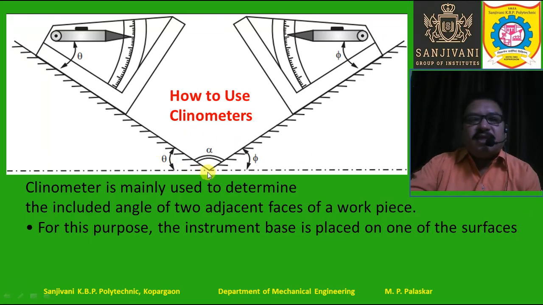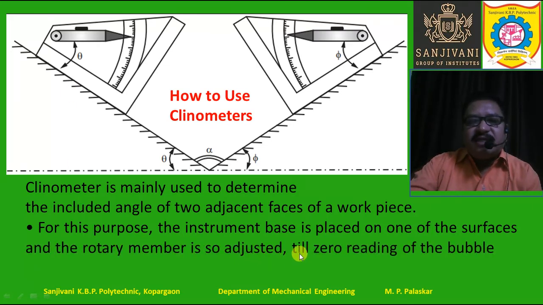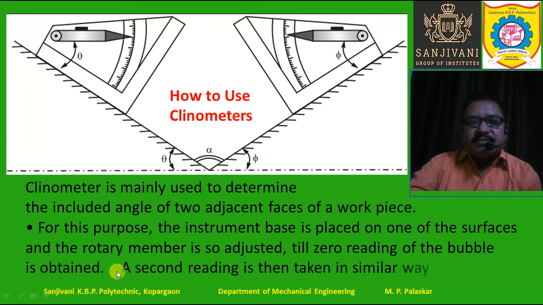First of all the instrument will be placed here like this on one surface. We are not using two instruments, right? The same instrument is placed on this surface of the workpiece, and the rotary member is adjusted till a zero reading of the bubble is obtained. The rotary member is rotated and moves along the scale such that the spirit level will show the 0 reading, right?